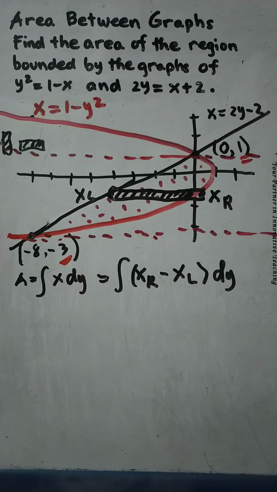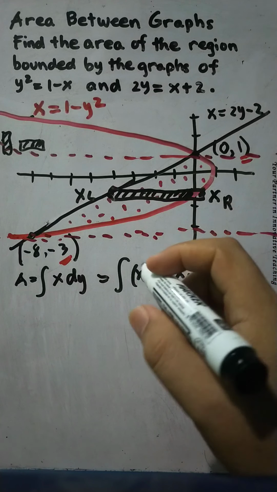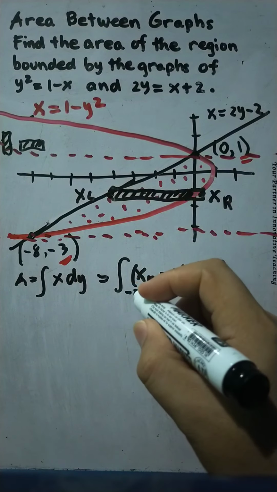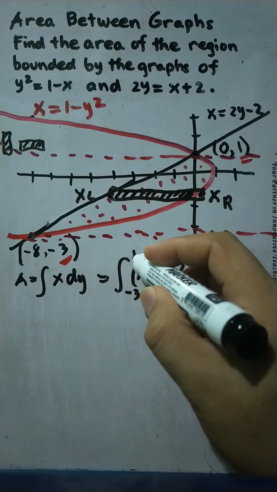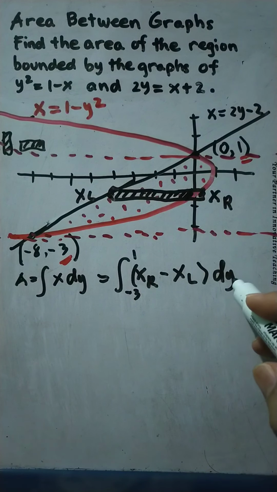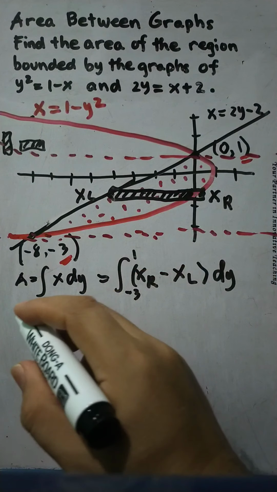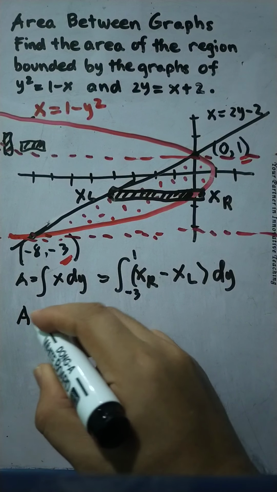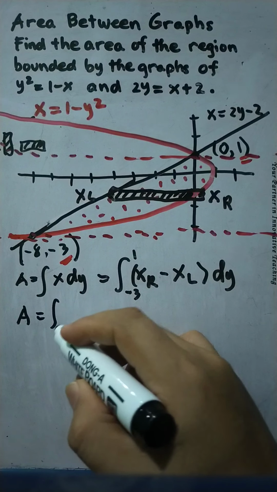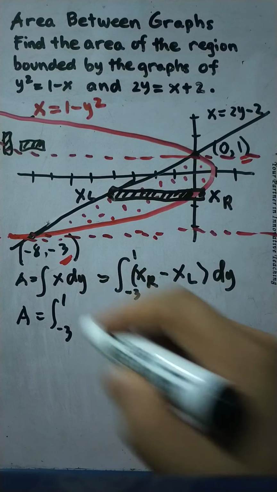Now, we're going to write the lower limit, which is from -3 and then +1. This is based on the value of y. So that when we solve the area, we have here -3 and then +1.